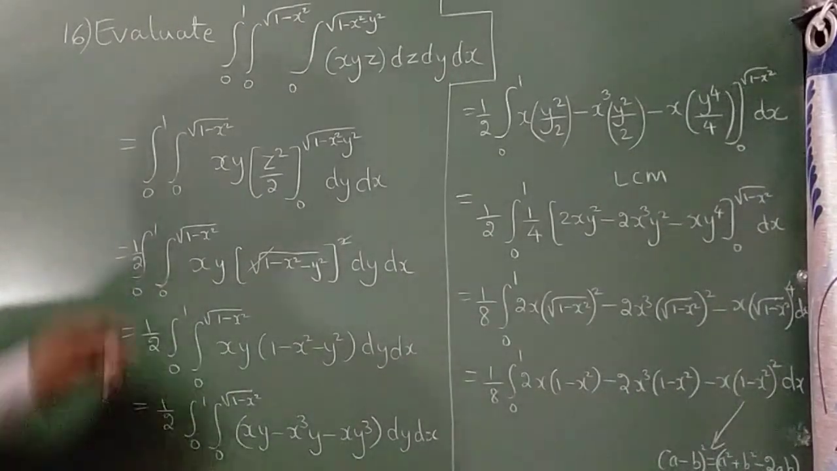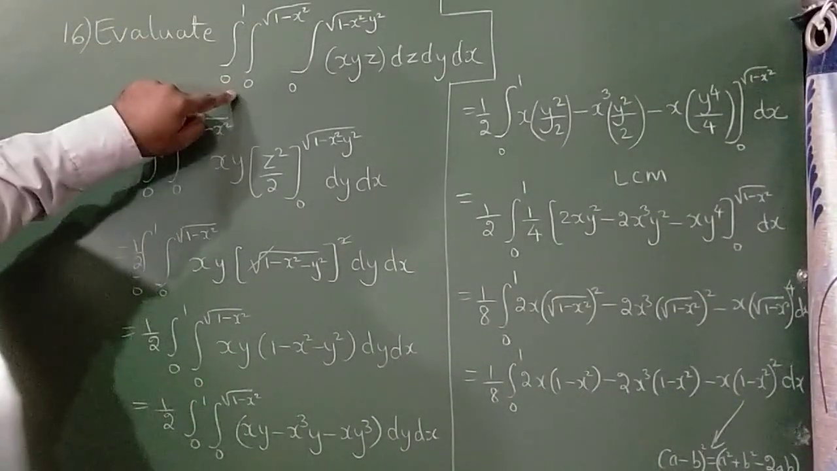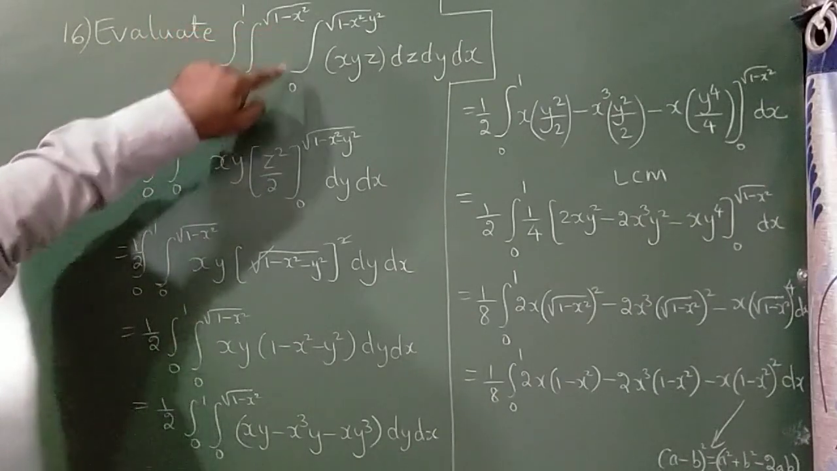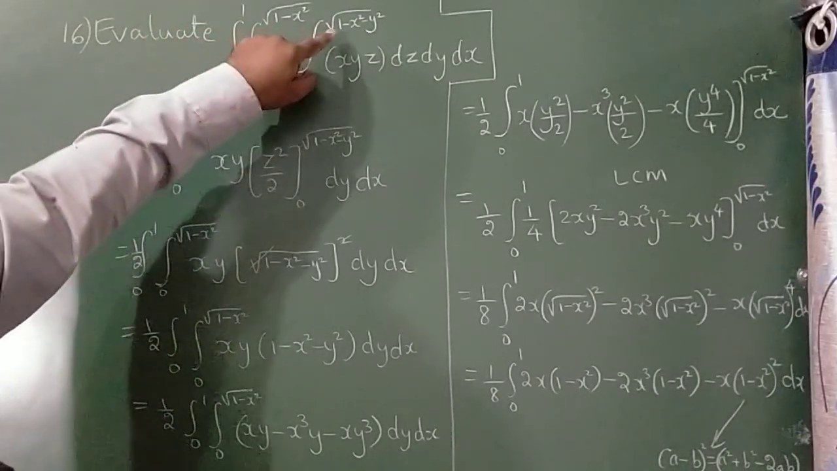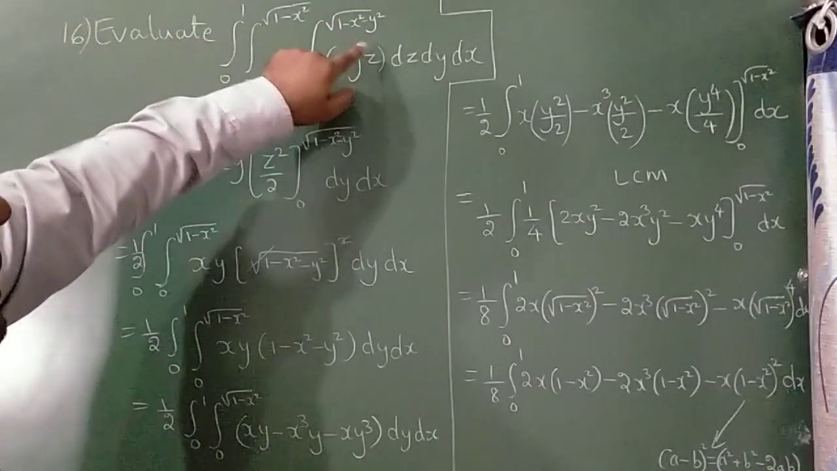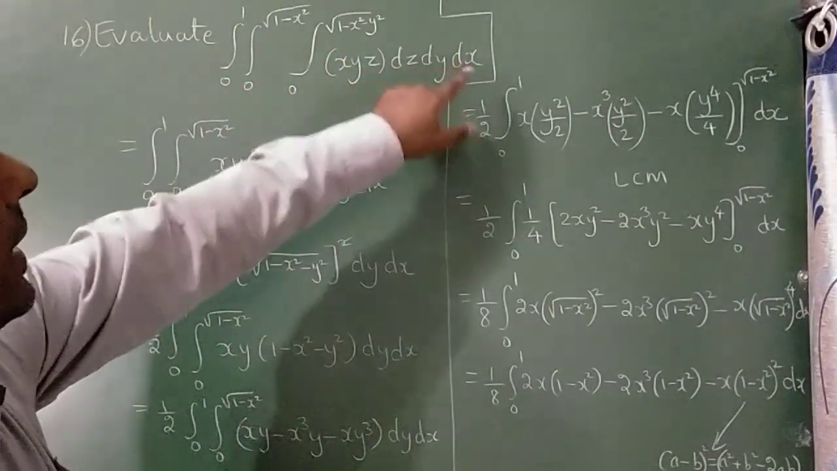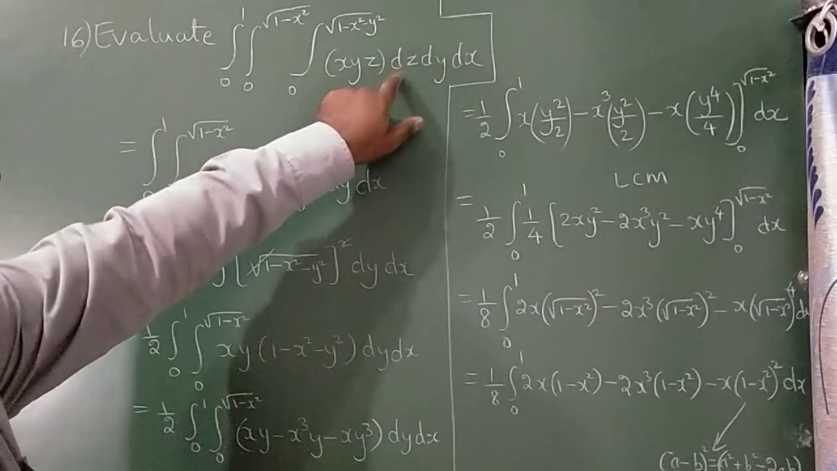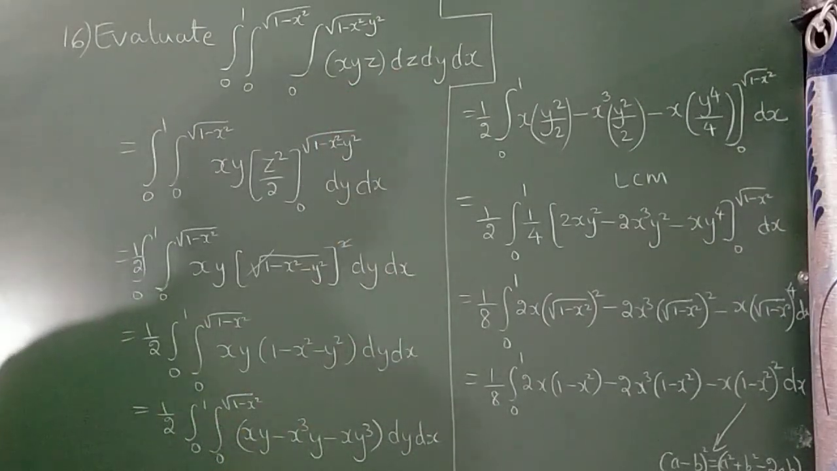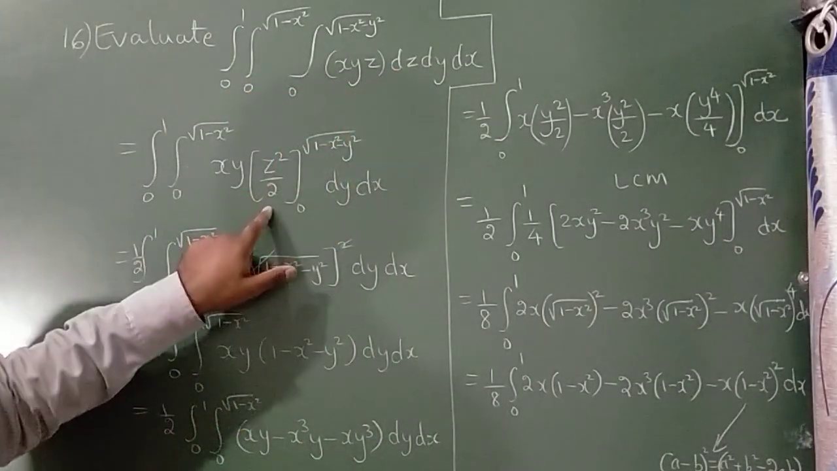Now next question. Evaluate the integration of 0 to 1, integration of 0 to square root of 1 minus x square, integration of 0 to square root of 1 minus x square minus y square, x y z dz dy dx. So first I need to integrate with respect to z. Okay, integration of z is z square divided by 2.